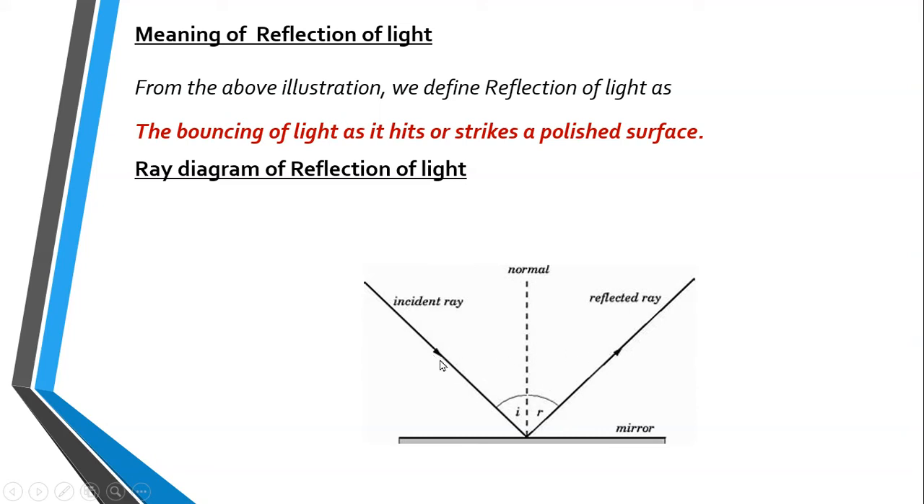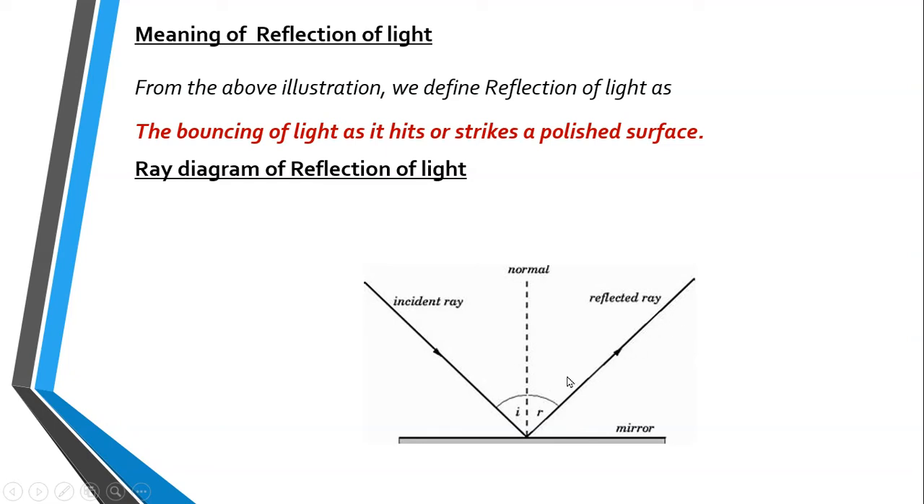If you draw these arrows wrongly, probably putting this one here and this one there, then what you need to do is to change the name. If the arrow here points out, then here should be the reflected ray. If this one points in, towards the mirror surface, then it should be the incident ray.